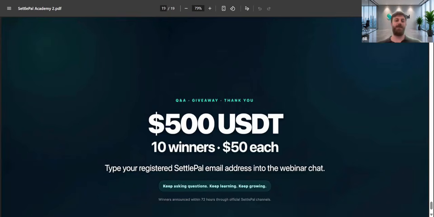And question six, how can triangular arbitrage help the SettlePal ecosystem? A, it only generates additional profit. B, it can help recycle capital, rebalance cryptocurrency inventory, and prepare the ecosystem for future opportunities. Or C, it replaces inter-exchange arbitrage. Okay, 10 seconds.